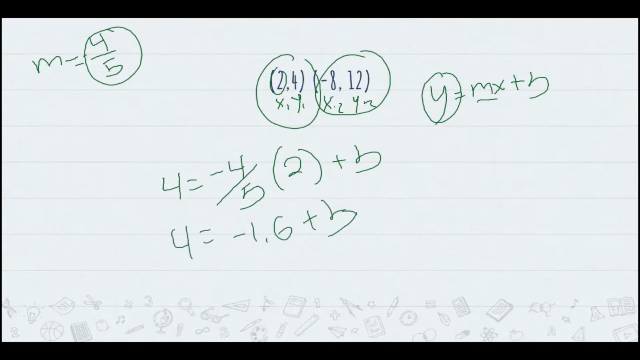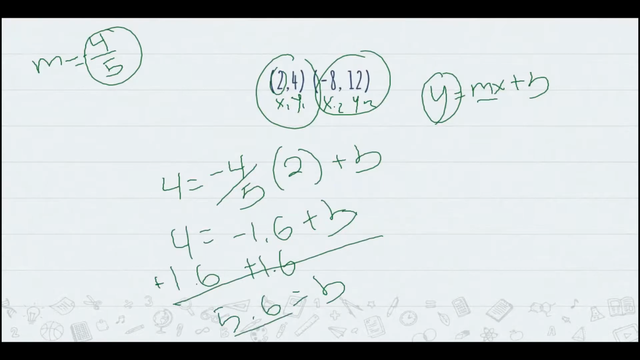And we will add our negative 1.6 to both sides to get b alone. Oops, sorry. This will equal 5.6. Yeah, so this is our b value. If some questions ask you to round up, you can. I'm just going to because it'll make it easier. So our b can be 6, or we can just leave it as 5.6, or we can turn it into a fraction.